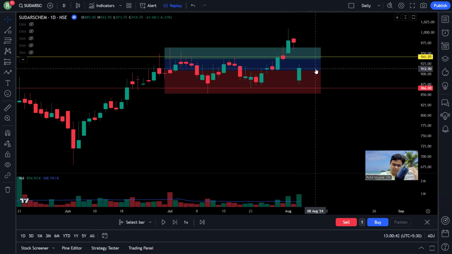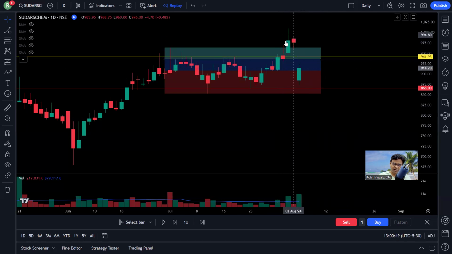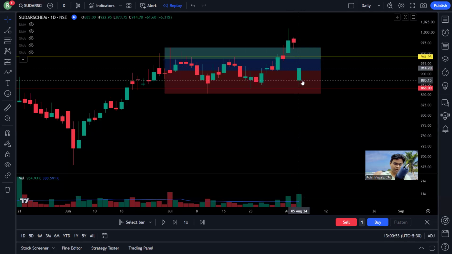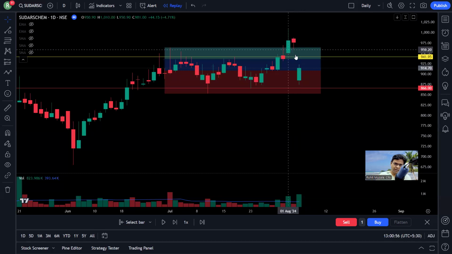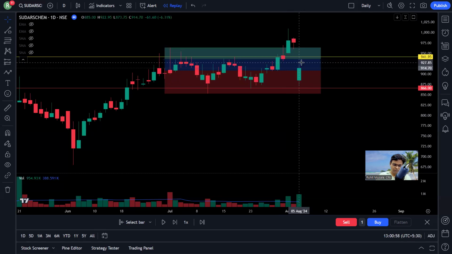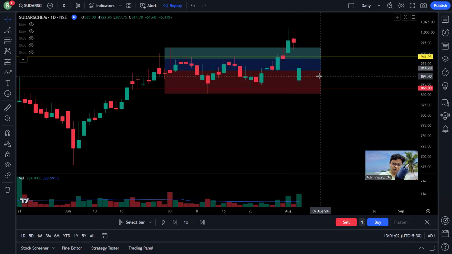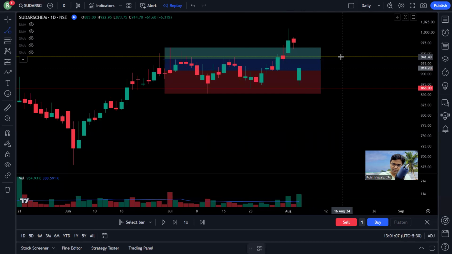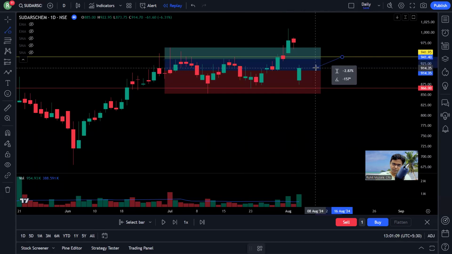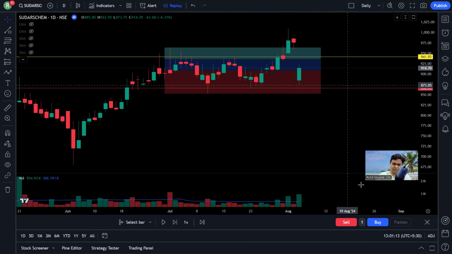Falling window becomes a resistance. I did not realize my mistake on this candle, or on this candle. On these two candles, I became overconfident. And suddenly I realized that I'm in the wrong stock. Finally, I realized that there is a falling window here, which is a clear sign of weakness. And I just sold out. So that is how I ended up losing. From the yellow line till here, it's 2.85%. So I ended up losing 2.85% in the stock.